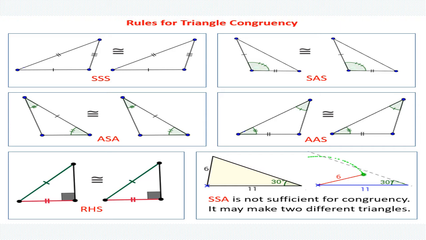In SAS Congruence Rule, two triangles are congruent if two sides and the included angle of one triangle are equal to the two sides and the included angle of the other triangle. ASA Congruence Rule could also be stated as AAS Congruence Rule, as two triangles are congruent if any two pairs of angles and one pair of corresponding side are equal. Since by angle sum property, if two pairs of angles are equal, then the third pair of angle is also equal. But SAS Congruence Rule could not be called as SSA Congruence Rule since it is not sufficient for congruency. It may take two different triangles.